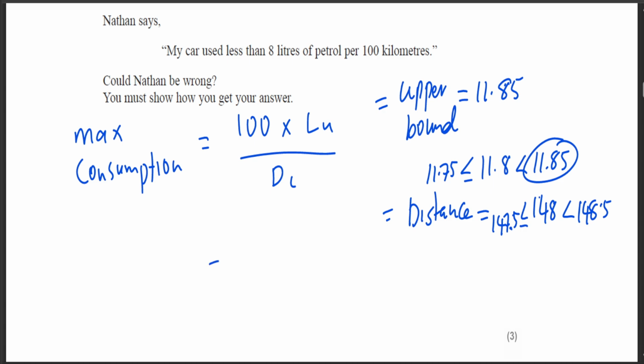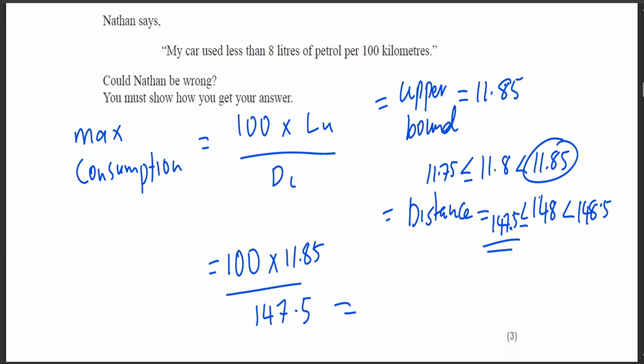So for now, we'll use 100 times 11.85 divided by the lower, which is 147.5. Let's see how much it's going to give us. So 100 times 11.85 divided by 147.5 gives you 8.033. Okay, 8.034 there, 8.034. So your answer is 8.034. Okay, that's the number of liters per 100 kilometers.